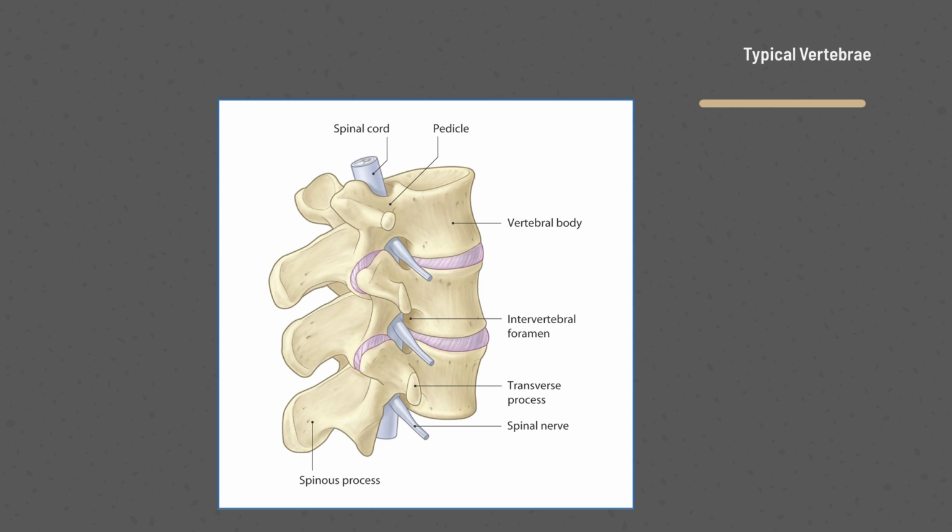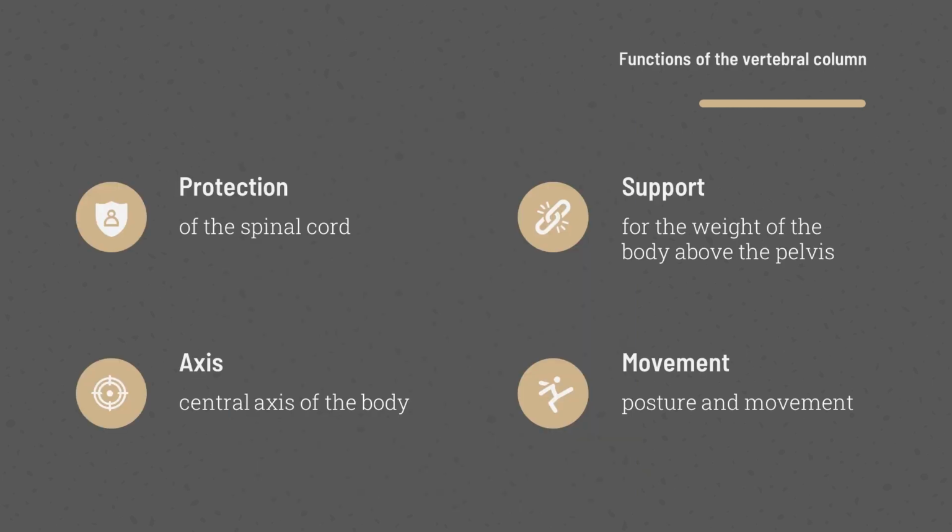In addition to protection, the vertebral column is the central axis of the body. It facilitates or maintains posture and allows for movement. It also supports the weight of the body above the pelvis.